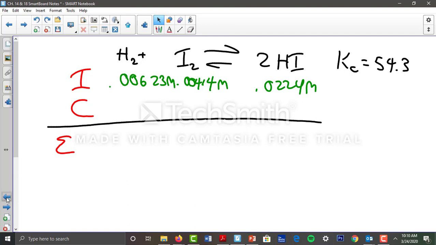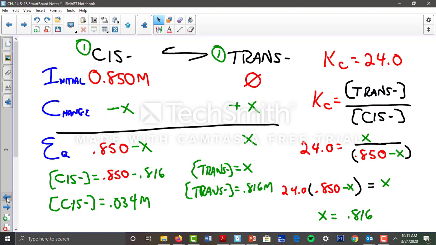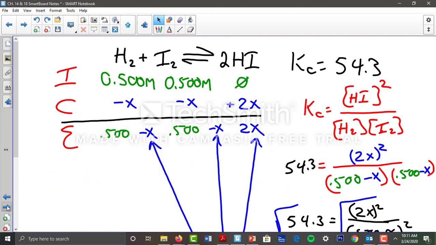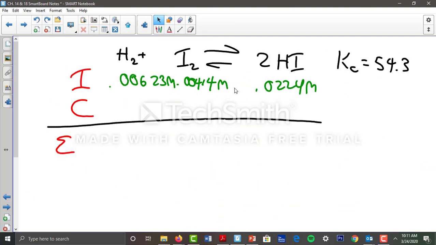So essentially, to start, we got to go back to these problems back here when we were looking at Q versus K. So in a problem like this, the first thing you would have to do is solve Q. So the products, 0.0224 squared over the reactants, 0.00623 times 0.00414. When you solve for Q, you get 19.5. So thinking back to the first half of this lesson, what does that mean?